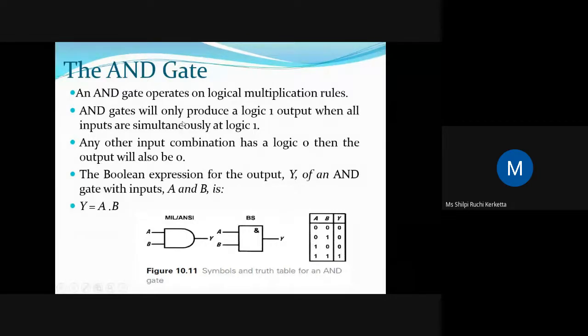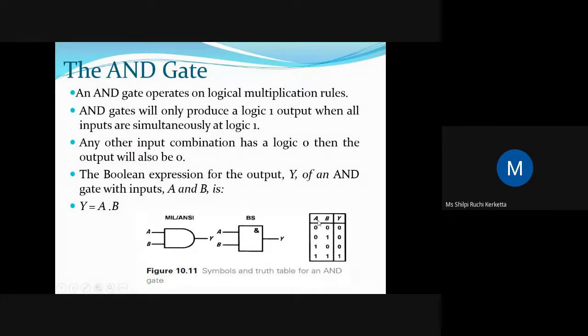So the AND gate operates on logical multiplication rules. Here this is the expression for the AND gate. It is A dot B, or A multiplied by B. So multiplication we are denoting by a dot. So this is our input A, B, and the output is Y. And this is the Boolean symbol for this AND gate. And here is the truth table.